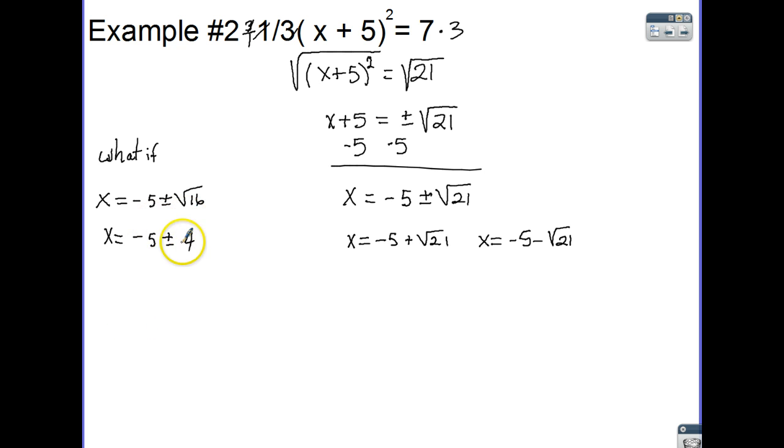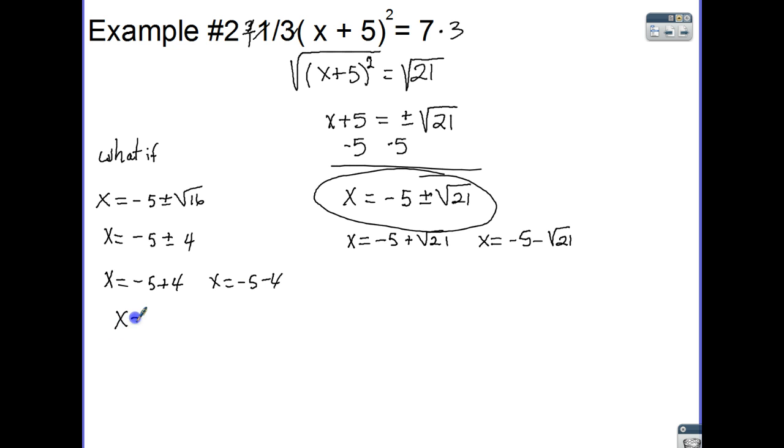You wouldn't stop there because you can actually add and subtract 4, an integer, to another integer, whereas in this problem it was the square root sign that made us stop and write this as the answer right here. But here we keep going and we have to write it out as two answers. So it's x is equal to negative 5 plus 4, and x is equal to negative 5 minus 4. So here the correct answers would be x equal to negative 1 and x equal to negative 9.